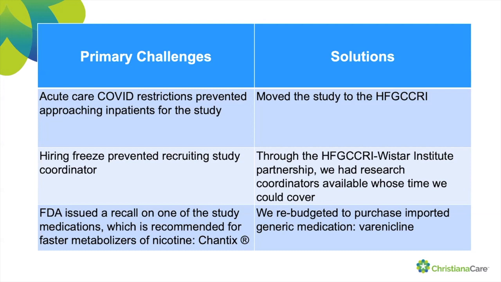Once we had all that figured out, I was happy to see that the FDA had issued a recall on one of the study medications, Chantix, which is the one that's recommended for faster metabolizers on nicotine. Furthermore, although originally in the study design participants were going to be able to access medication through the Delaware quit line at no cost, we learned from the Delaware quit line that even though the FDA did approve on an emergency basis the import of generic Chantix or varenicline, the quit line was not going to be able to access that medication. So we rebudgeted and worked with our own pharmacy so that we could purchase both nicotine replacement and varenicline through our pharmacy and provide them to our participants at no cost, which extended the timeline considerably, but we've been able to get that in place now.